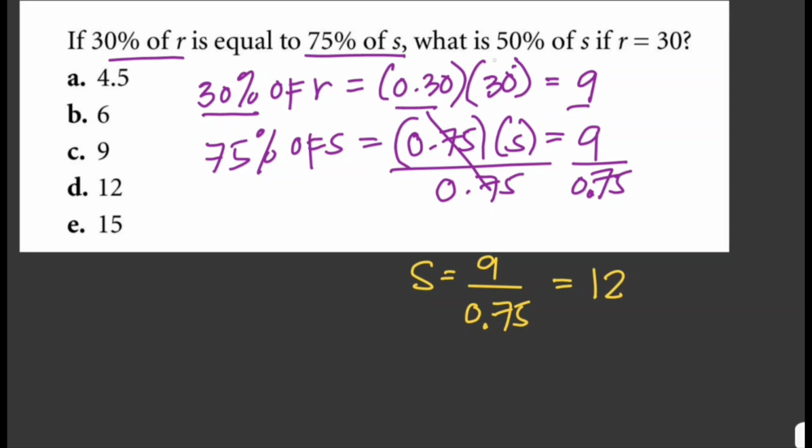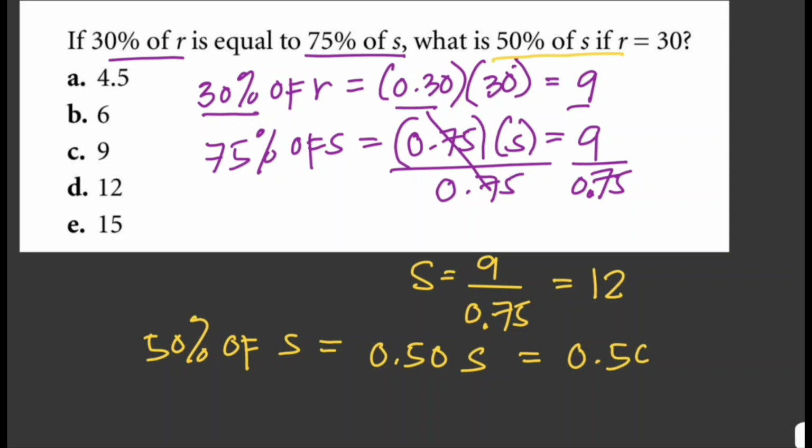Now the question is, what is 50% of S? So 50% of S can be written as 0.5 times S. And we already got the value of S, which is equal to 12. So we just have to multiply 0.5 and 12, or 1/2 of 12. So 1/2 of 12 is just equal to 6. Therefore, the answer here is letter B.